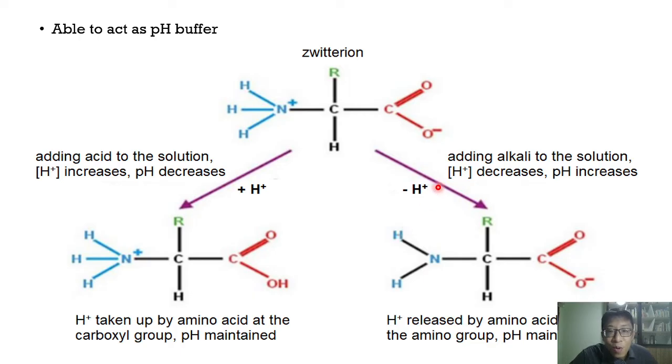Likewise, when you are adding alkaline into the solution, you are adding OH-, which basically means you are removing H+. When you're removing H+, the amino acid is able to release the H+ that it has gained when it is ionized, so that the concentration of H+ is maintained in the solution, therefore maintaining the pH. So it acts as a pH buffer.